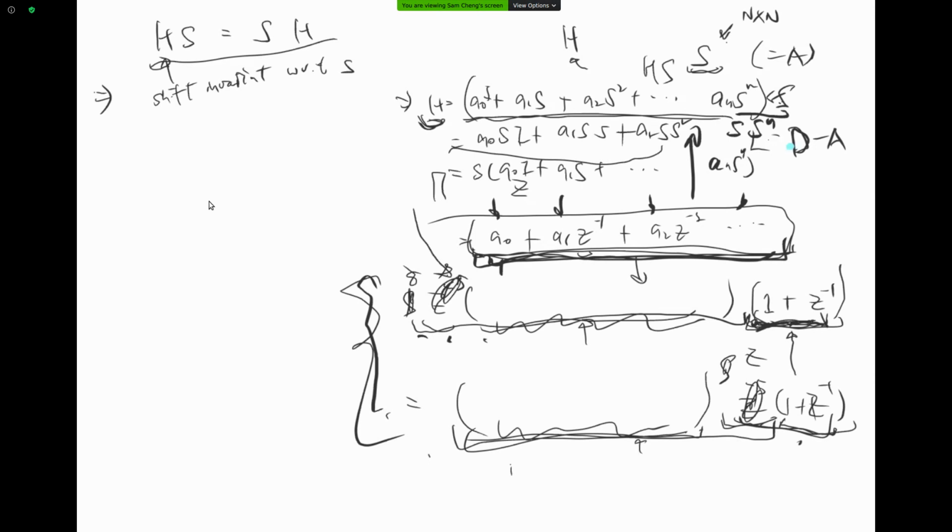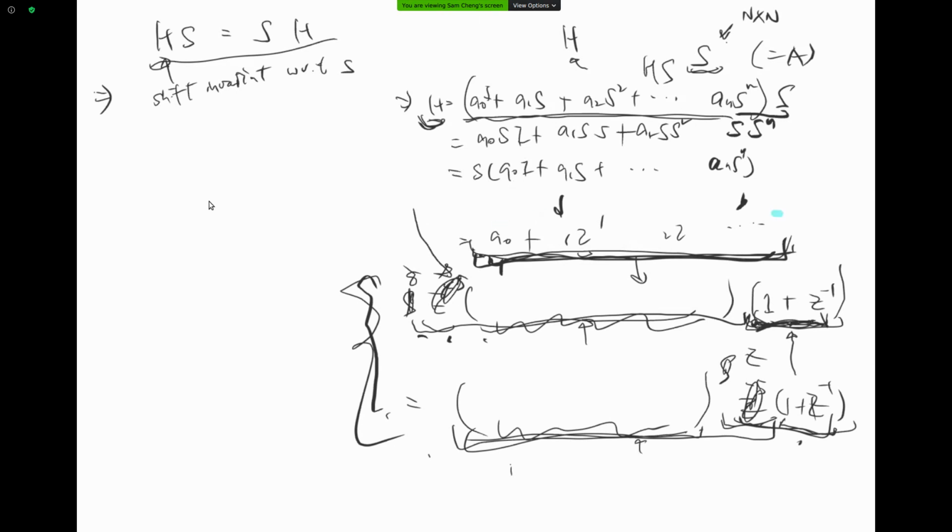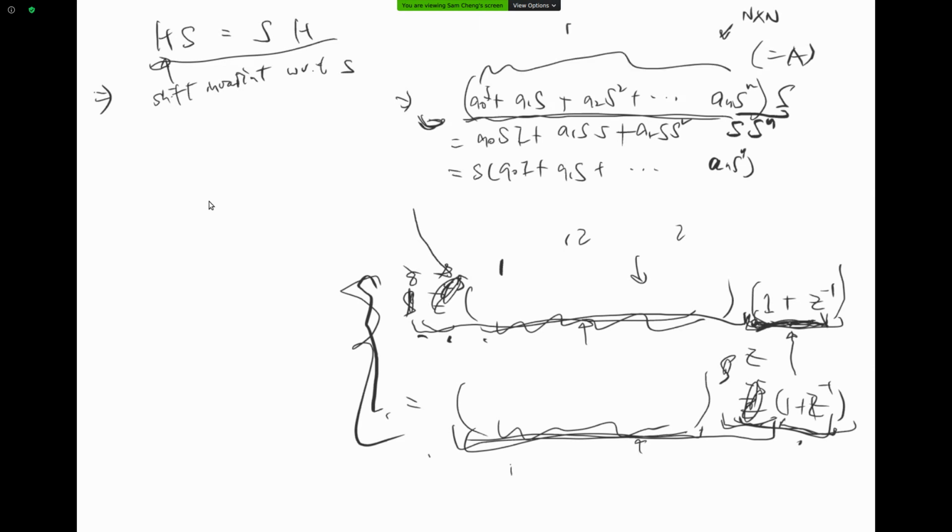Sorry, this is so hard to read. Let me erase some of this. Let me clean this out a bit. So let's say this is H here. So then I will have HS, of course, is equal to SH, right? This is very easy to verify, as long as my H can be written as a polynomial of S.